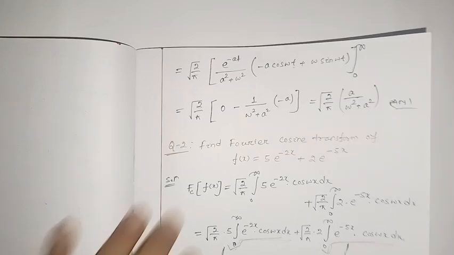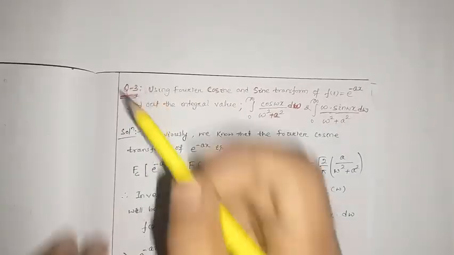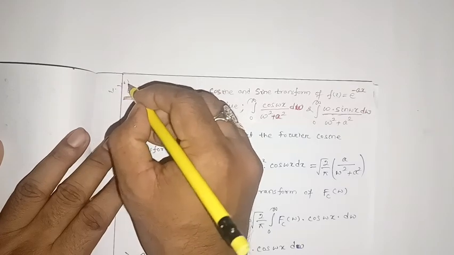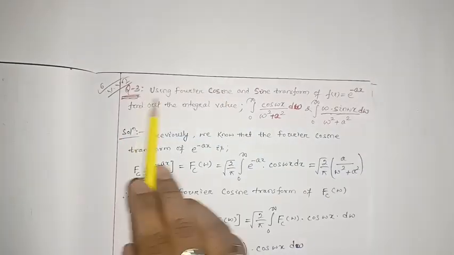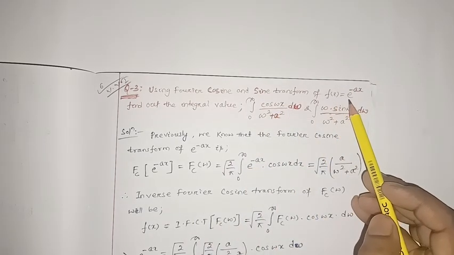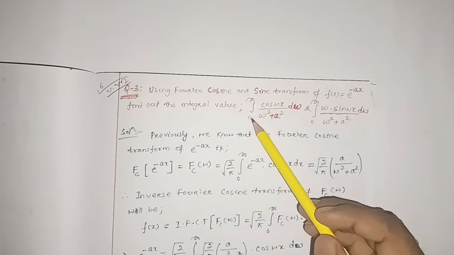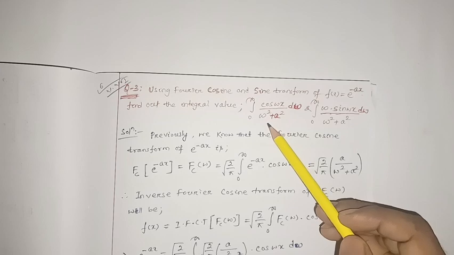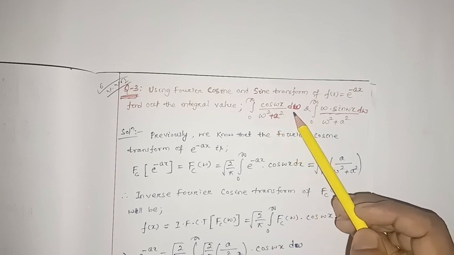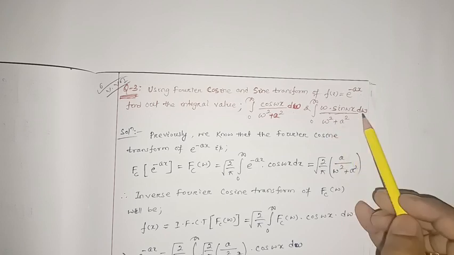This will be the answer of this question. Next we are going to go for the third question. This is a very important question, a 6 mark question. Using the Fourier cosine and sine transform of f(x) = e^(-ax), find the integral values: integral from 0 to infinity of cos(ωx)/(ω² + a²) dω, and integral from 0 to infinity of ω sin(ωx)/(ω² + a²) dω.